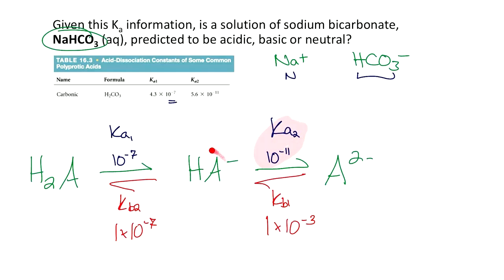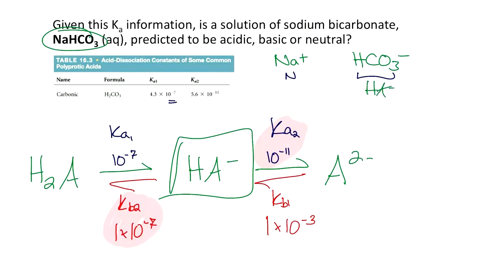Now tell me, which Kb value describes HA minus acting as a base? Is it Kb1 or Kb2? Kb2. So these are the two numbers that we want to compare to one another. This describes HA minus acting as an acid or base. And the reason I'm doing that is because what are we putting into water? We are putting HA minus into water.